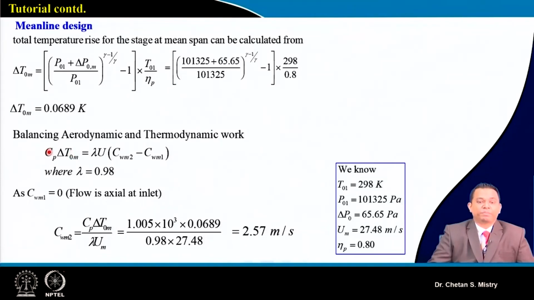So we can write Cp delta T0 equals U into Cw2 minus Cw1. Now this Cw1 we are taking to be 0, assuming our entry to be axial. Under that configuration we can calculate the whirl component at the exit, and that is coming 2.57 meter per second.